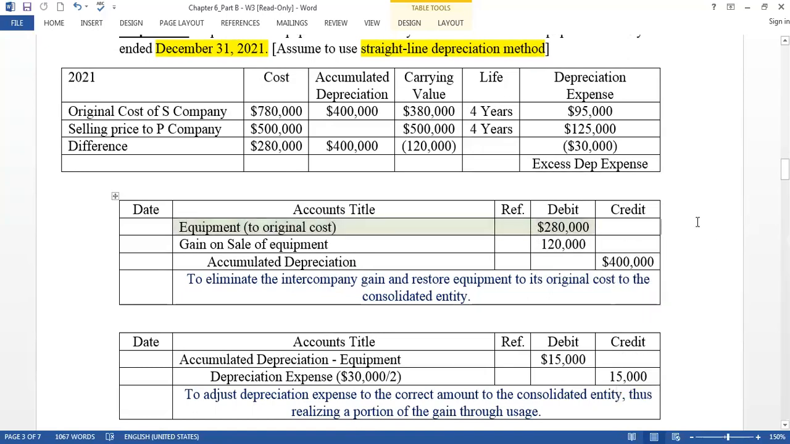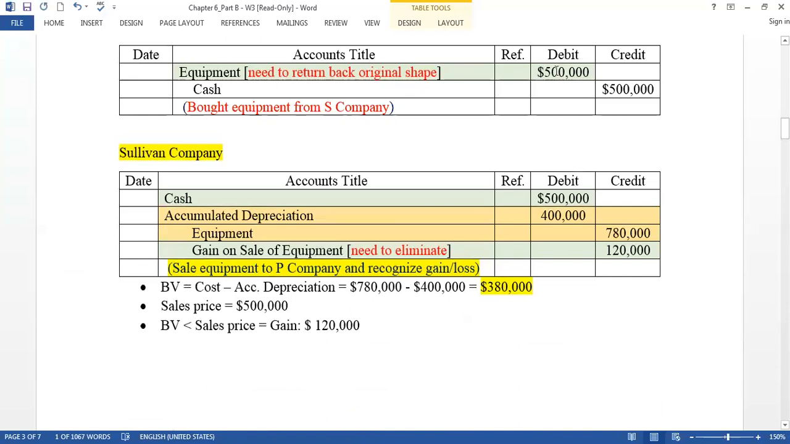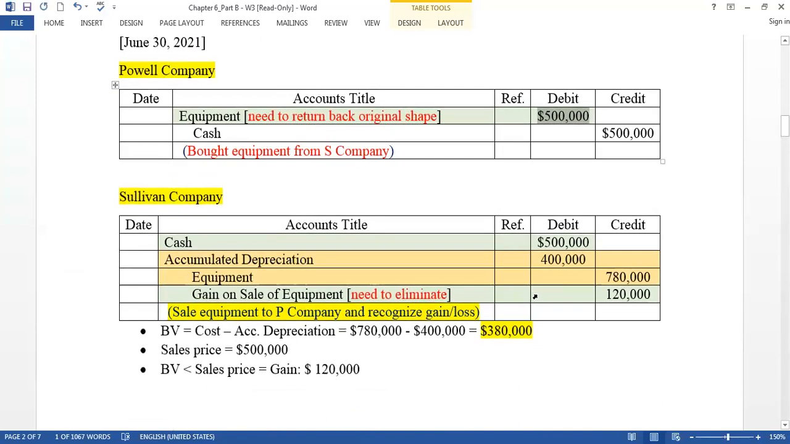So equipment debit $280,000. Before we recorded equipment debit $500,000. And if you do the T account now, according to the T account, what is the balance? Balance is 780, right? Okay, so we already done this part.